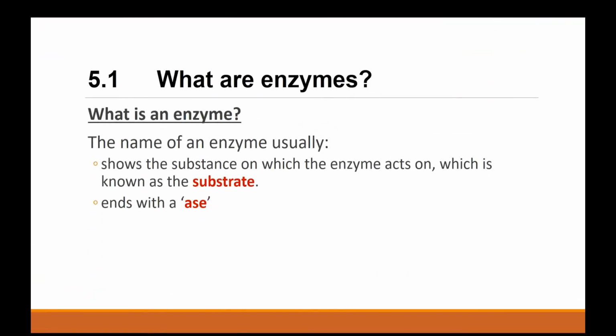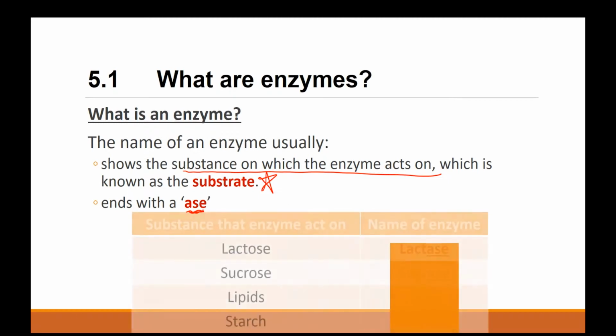Now in terms of an enzyme, what is interesting about them is when we name an enzyme, we actually need to look at what are the things that it acts on. So the substance that the enzyme acts on is what we call the substrate. Okay, and the name of the enzyme usually reflects the name of the substrate as well. But more importantly, more often than not, it ends with the three letters ASE, ace. So let's take a look at some examples.